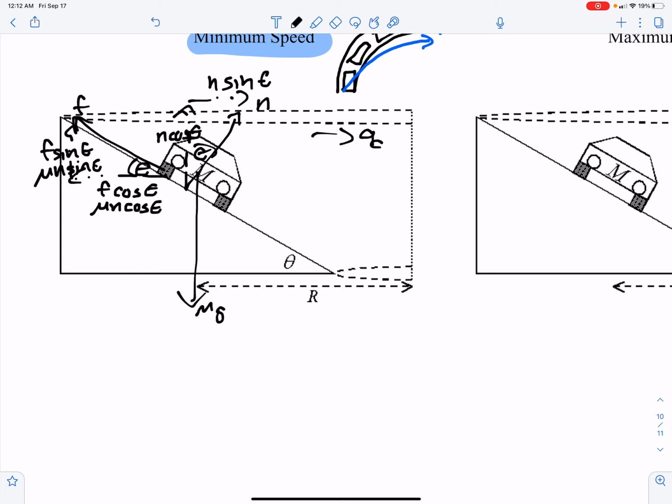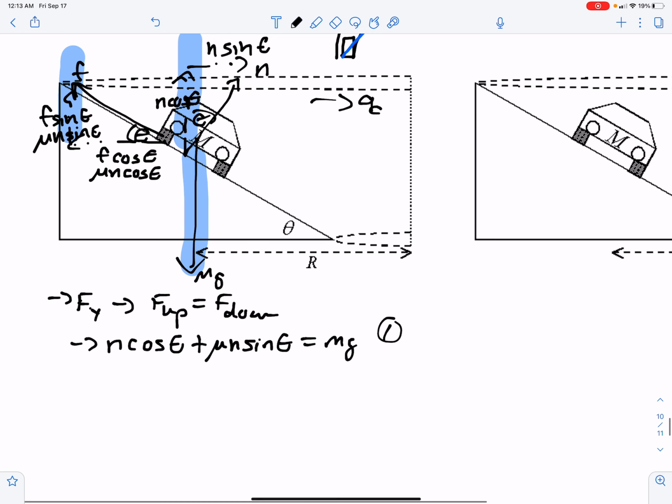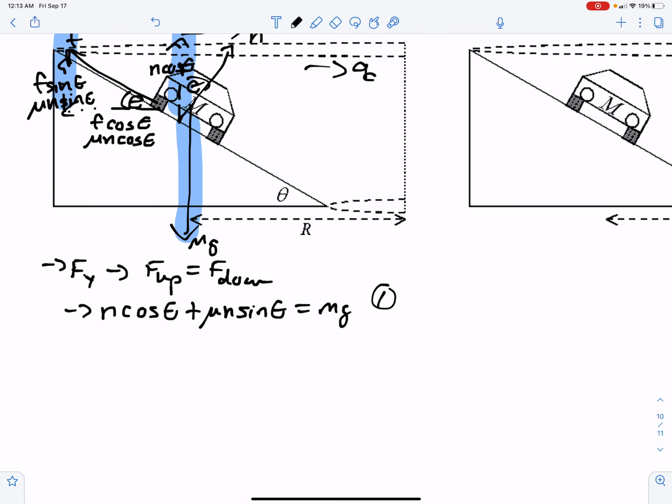Okay, so in this first case, in the y direction, again, your forces are balanced. Forces up equal forces down. Now going up, how many forces are up? We have F sine and N cosine balancing mg. So N cosine of theta plus mu N sine theta, that's friction sine, equals the weight. I'm going to call that equation number 1.